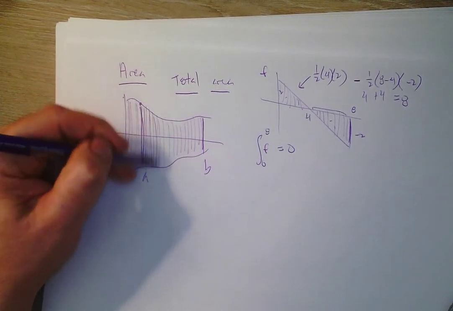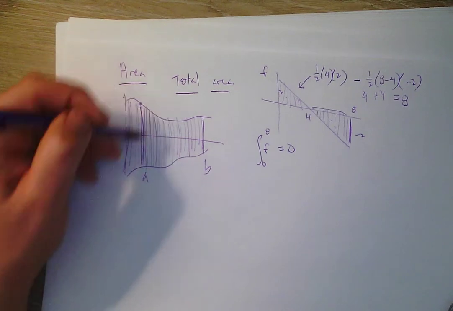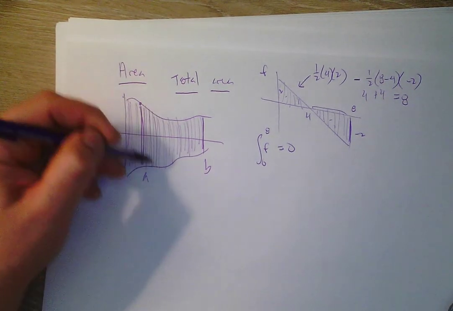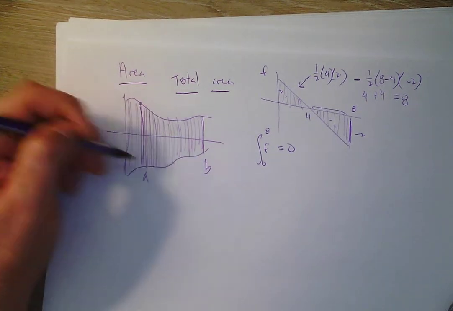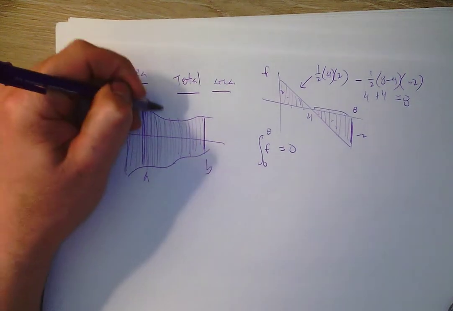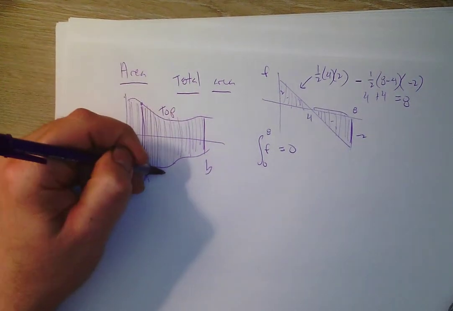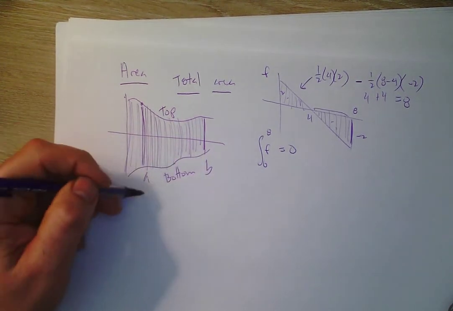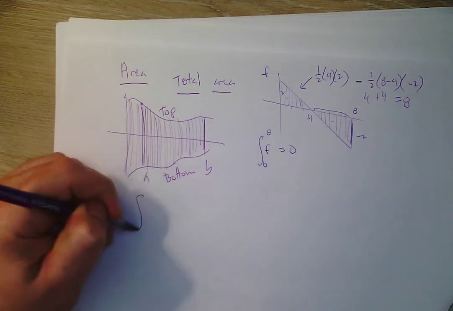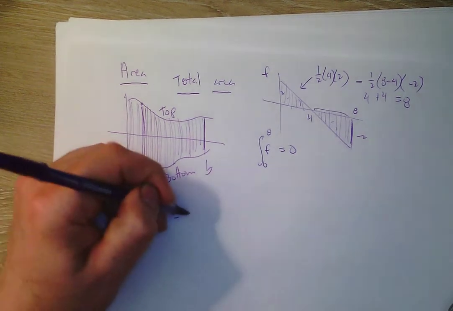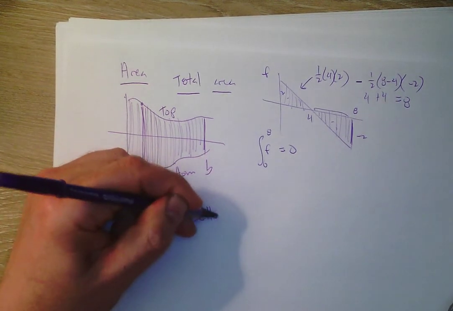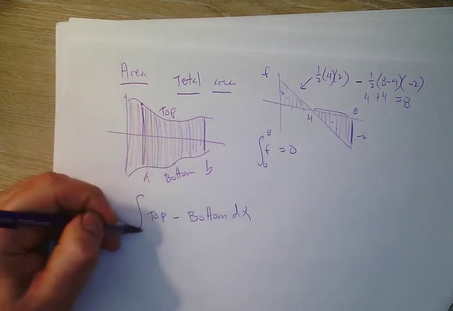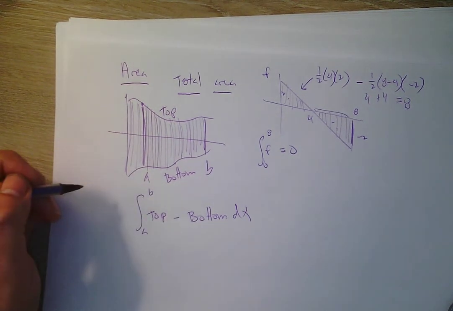And adding up those lengths meant taking this y value and subtracting this y value, or this y value and subtracting this y value. And so we summarize that by saying top minus bottom. I'm going to take the top function minus the bottom function, and I'm going to integrate from A to B. And that will work a lot of the time.